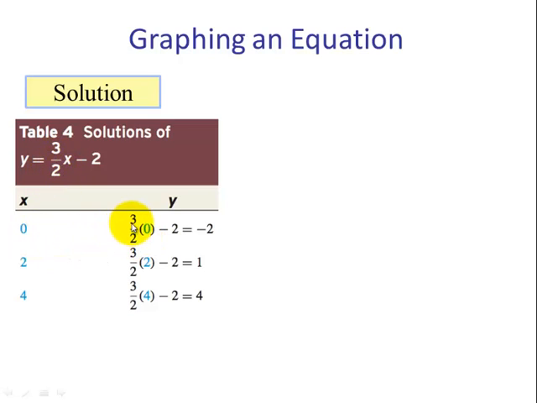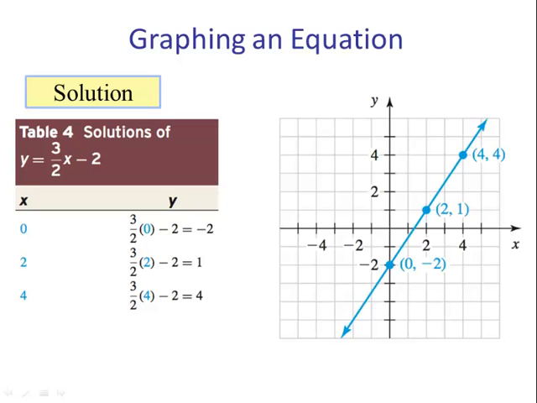So to get the first one, 3 over 2 times 0 is 0, minus 2 is negative 2. 3 over 2 times 2, the 2's will cancel, and we have 3 minus 2, which is 1. And the last one, when x is 4, we have 3 over 2 times 4. So 2 will divide into 4 2 times, so this becomes 3 times 2, which is 6. 6 minus 2 is 4.